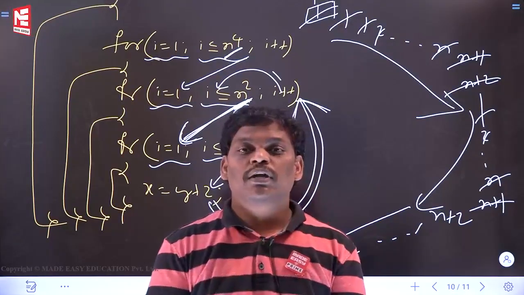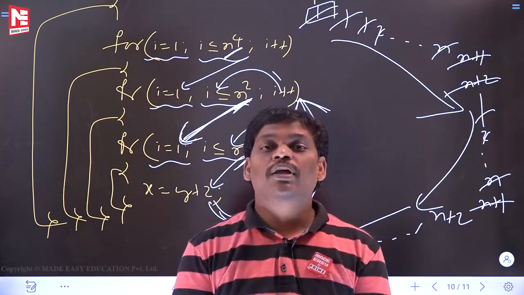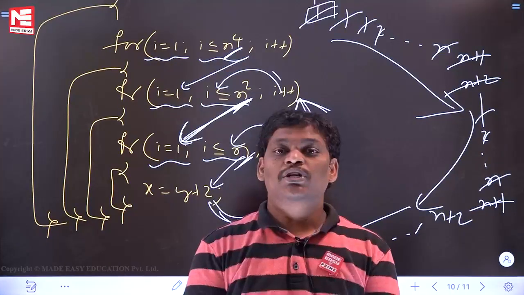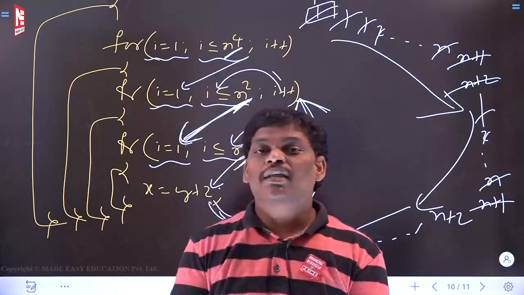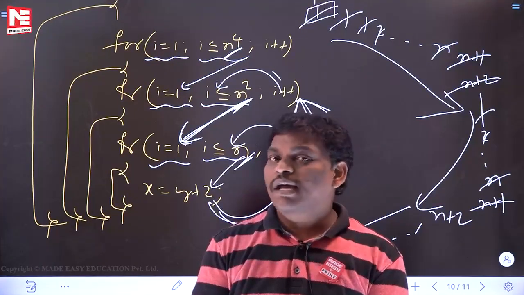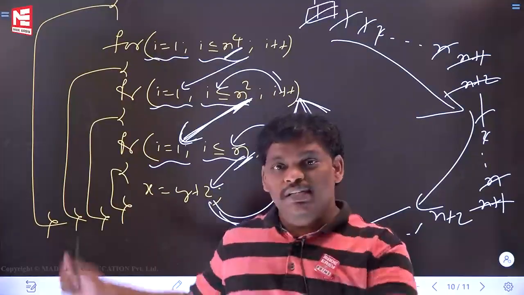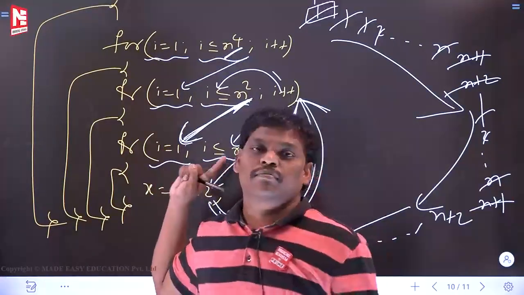I think everyone knows it is violating one of the properties of an algorithm. What is that one? If it is an algorithm, it should terminate after finite time. Is it an algorithm? No. It is not an algorithm because it is not terminating. It may be a program, but it is not an algorithm.